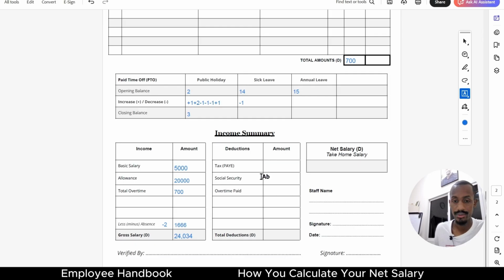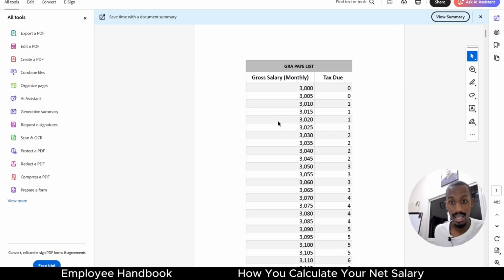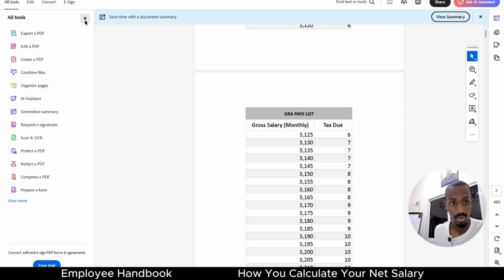All right, let's see. At Jollof Events, we are provided with the GRA PAYE list. So you are supposed to look at it. Every salary corresponds to the nearest $5. So here, to the nearest $5 is probably 35. So 24,035. I will look at the PAYE list.